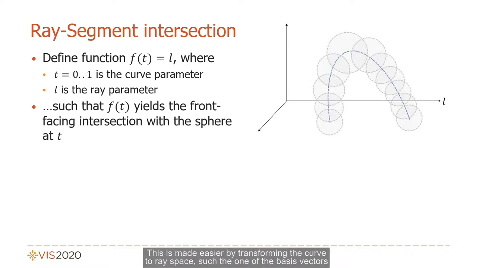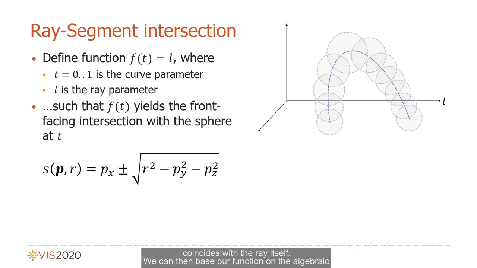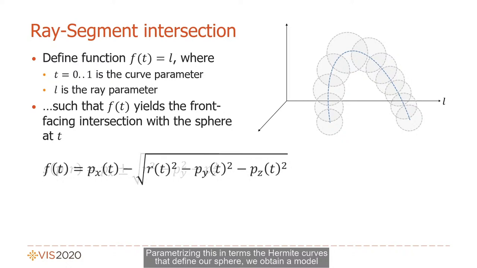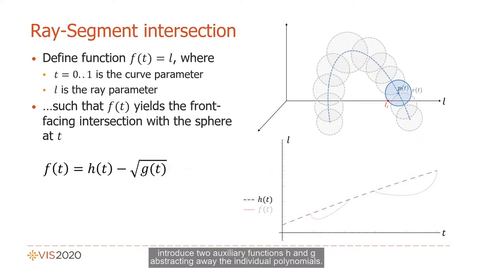This is made easier by transforming the curve to ray space, such that one of the basis vectors coincides with the ray itself. We can then base our function on the algebraic intersection of a sphere at point p with radius r with, for example, the x-axis. Parametrizing this in terms of the Hermite curves that define our sphere, we obtain a model of the intersection problem that we can use. To make the problem easier to handle, we also introduce two auxiliary functions, h and g, abstracting away the individual polynomials.